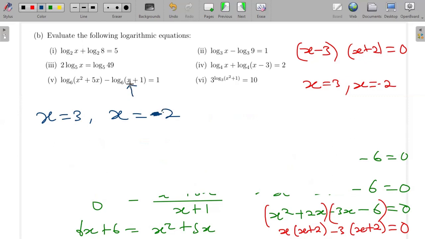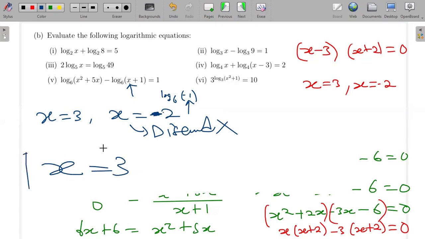So if I put a negative 2 there, it will be log of 6 minus 2 plus 1, which is minus 1. So log of a negative number does not exist. So we're going to discard this answer here. Our only answer will be x equals 3. This one here. Okay, so we are done.